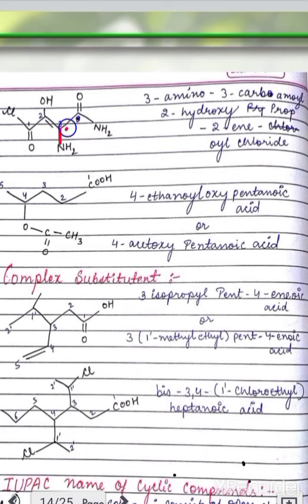At third position only we have this group, that is the carbamoyl group, because it is acting here as a prefix, so the word carbamoyl is used. At second position we have hydroxy, and the main parent carbon chain is of 3 carbons, so prop. At second position we have an unsaturation, that is ene, and lastly we have the suffix, that is oyl chloride. I hope this example is clear.